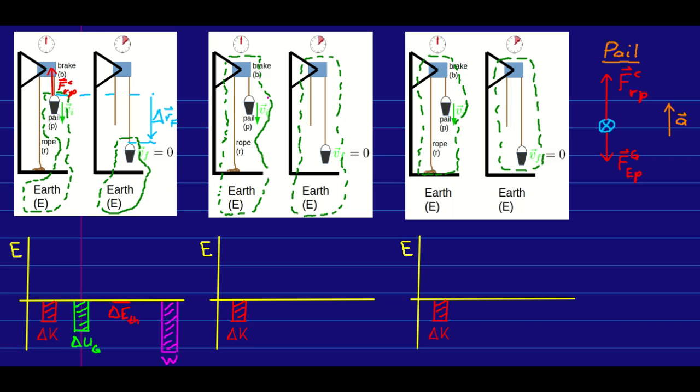Now let's look at what happens when I do all the same things, but this time the brake is included in the system. Well, the pail and the Earth are still included in the system, and so the gravitational potential energy has to come out the same way.